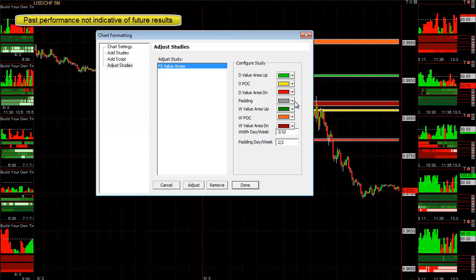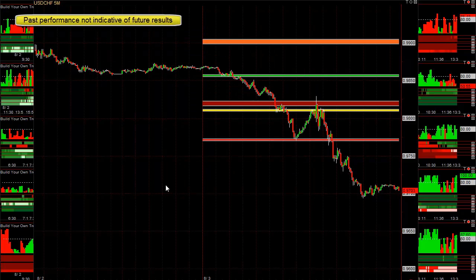And this is so it stands out from all the other support resistance areas on your chart. How many pixels wide you want your daily one to be, the weekly one, and how many pips padding you want on the daily and weekly. These are the defaults, but you can adjust them however you want.